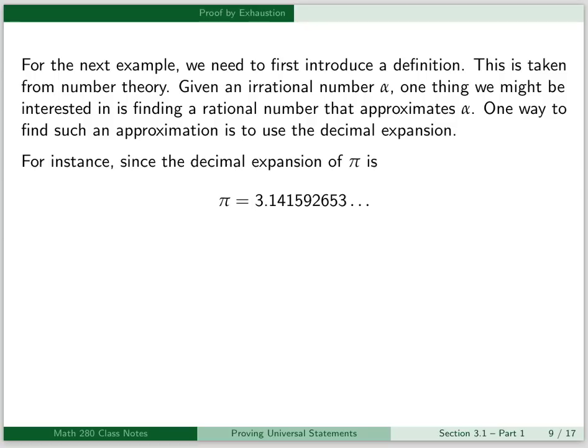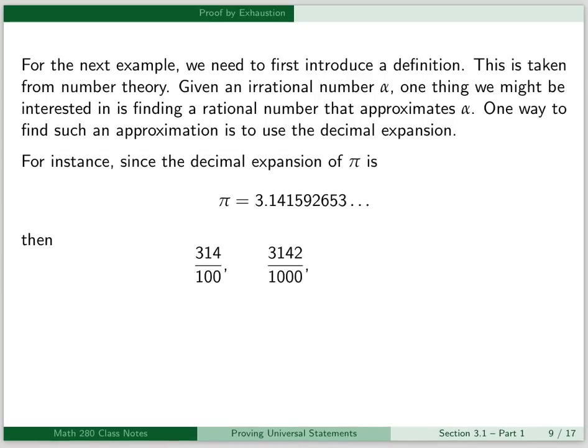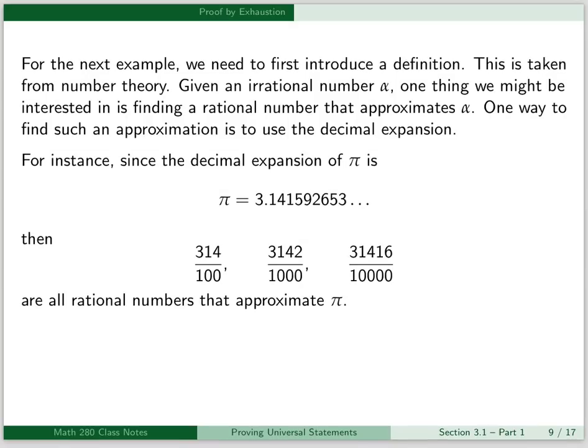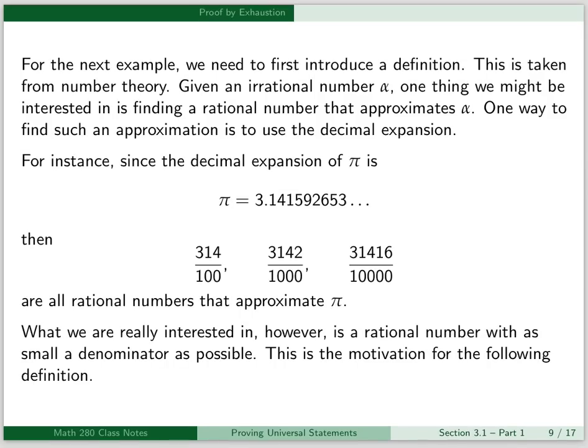3.141592653, and it continues on indefinitely, then 314 over 100, 3,142 over 1,000, or 31,416 over 10,000 are all rational numbers that approximate pi. What we are really interested in, however, is a rational number with as small a denominator as possible. This is the motivation for the following definition.